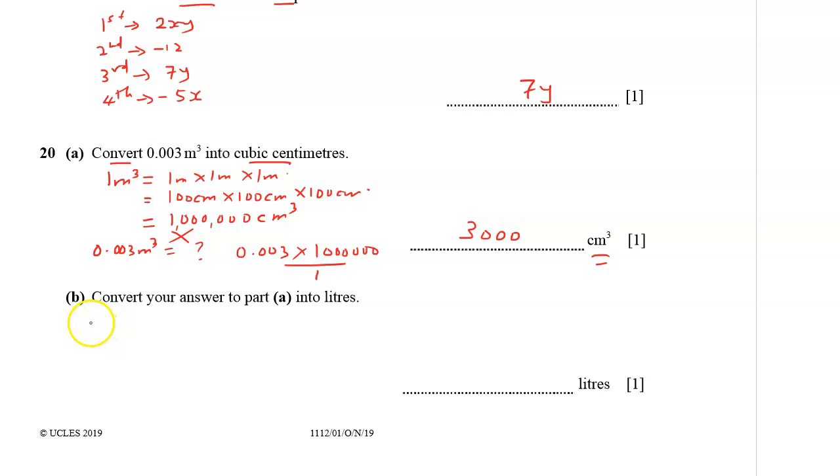Good. Part B. Convert your answer to part A into liters. We know that 1,000 centimeters cubed is equivalent to 1 liter. And therefore, 3,000 centimeters cubed is equivalent to 3 liters. So the answer there is 3 liters.